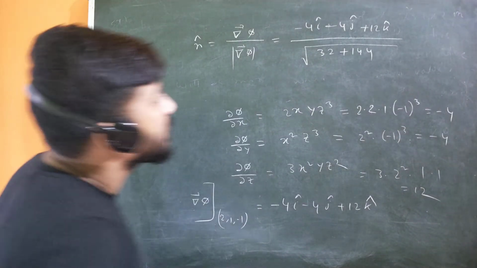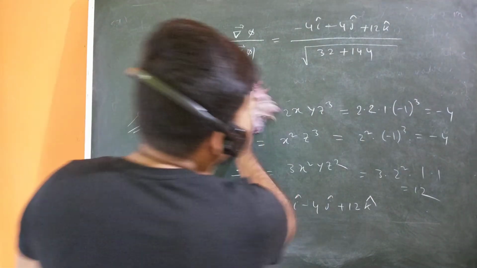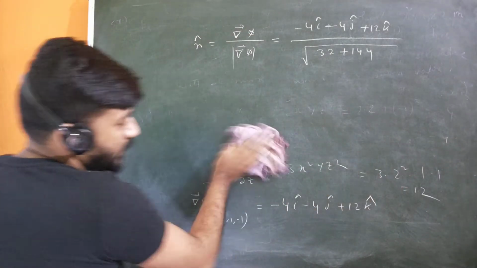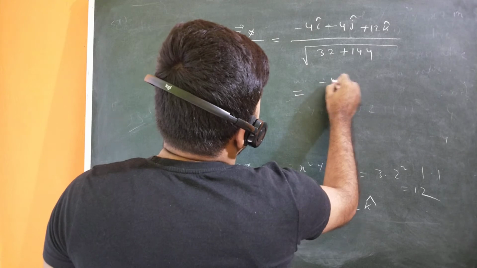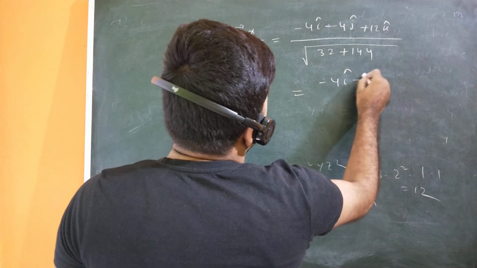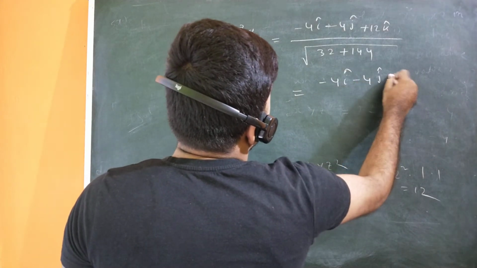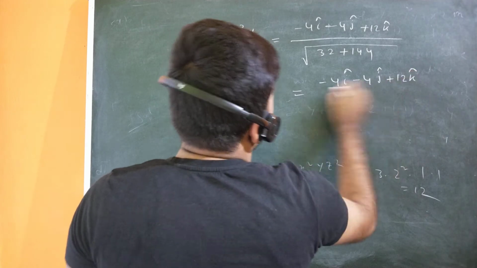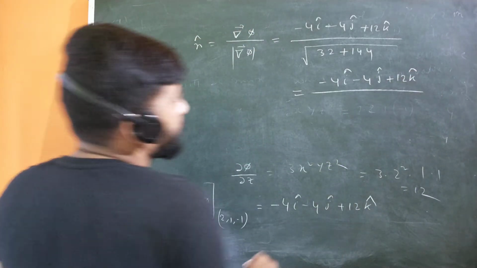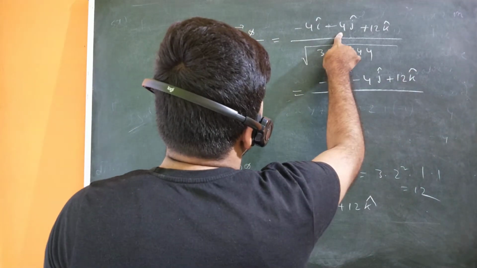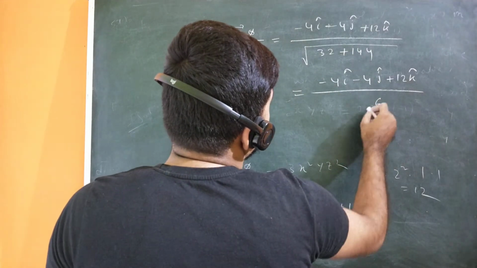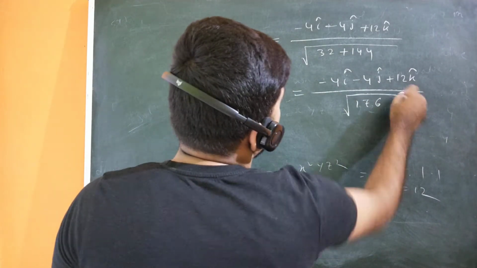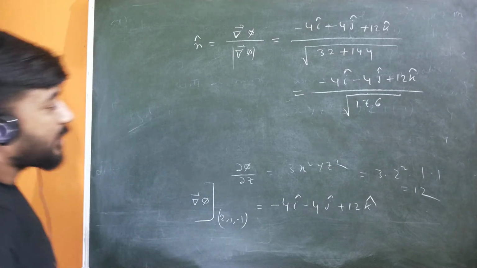Yes, so you just have to calculate this. So the n cap will be minus 4 i cap minus 4 j cap plus 12 k cap divided by root of 16 plus 16, that is 32, and 12 square is 144. Okay, so 32 plus 144 is 176, root 176, and obviously this is n cap.